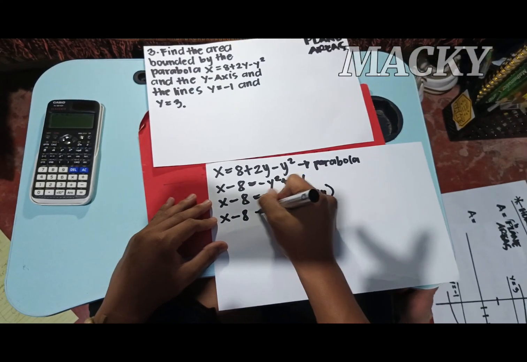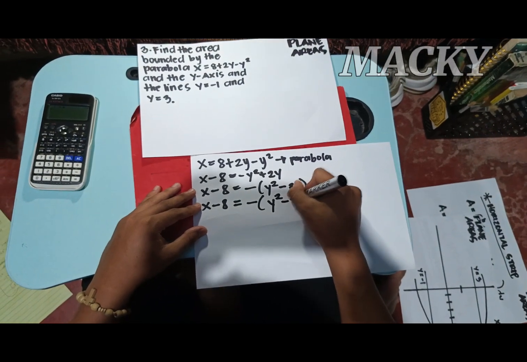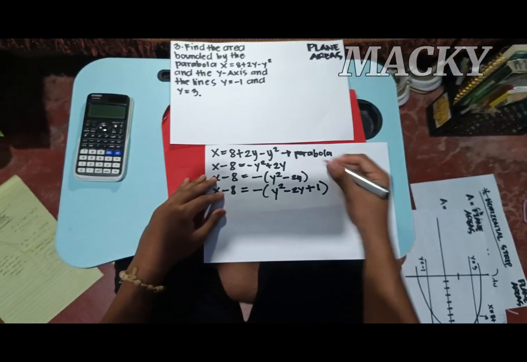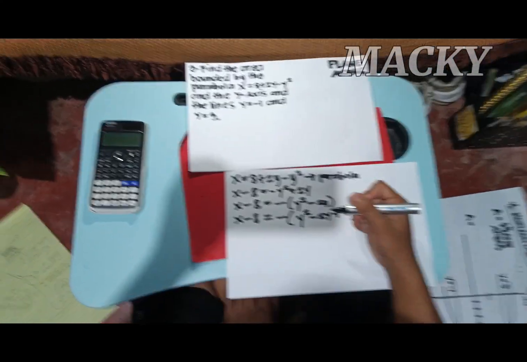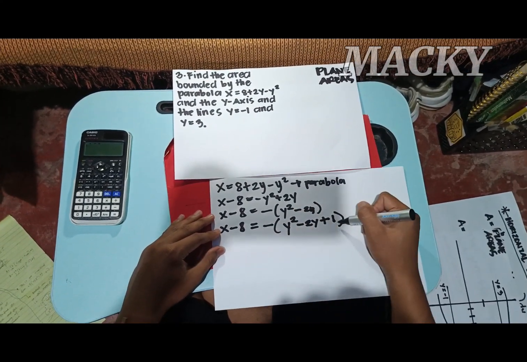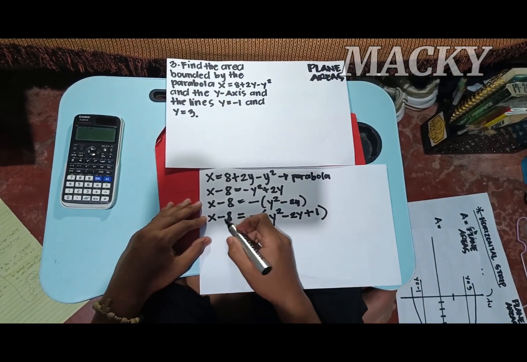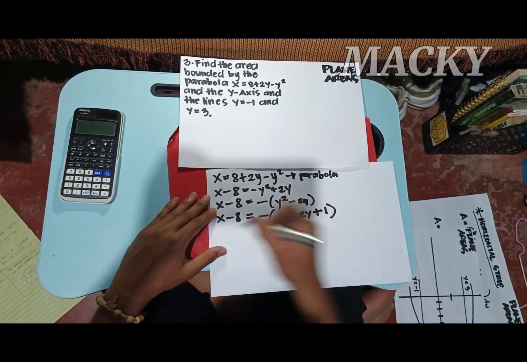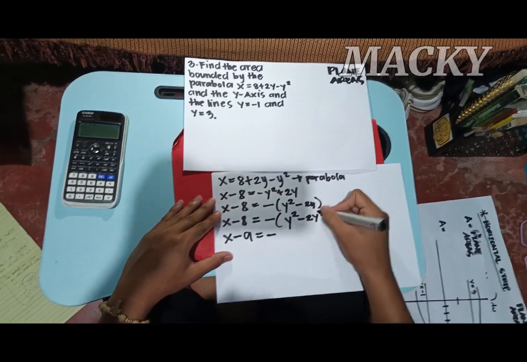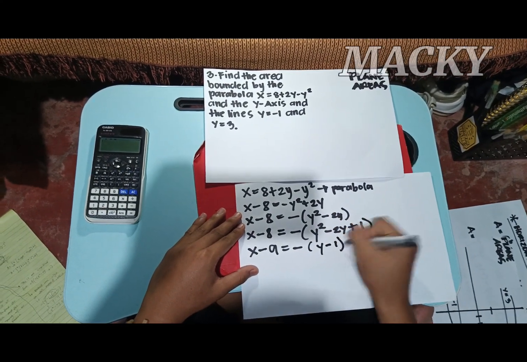x minus 8 is equal to, now here, negative (y squared minus 2y plus 1). Why plus 1? Since we divide negative 2 by 2, which is negative 1, and the sign changes here, so we have a positive 1. Since we added 1 on this side of the equation, at the same time we add 1 on the other side too. So this becomes x minus 9 is equal to negative, it cancels, I mean, what happens is (y minus 1) squared.